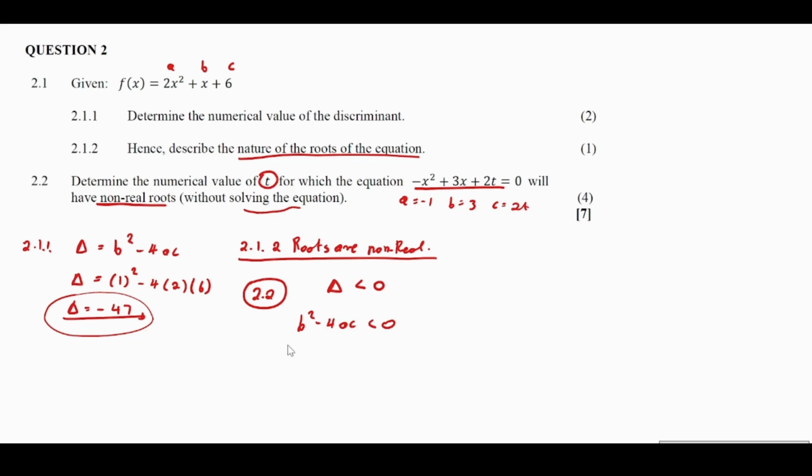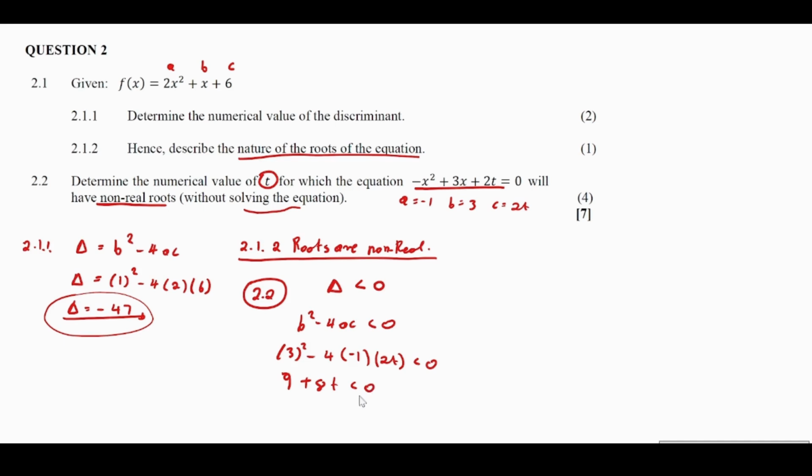So b is going to be 3. So we're going to have 3 squared minus 4, a is negative 1, and c is going to be 2t. This must be less than 0. So our aim is to find the value of t. So we're going to have 9, and then negative 4 multiplied by negative 1 is going to give us 4 times 2, which gives us positive 8t. Must be less than 0.